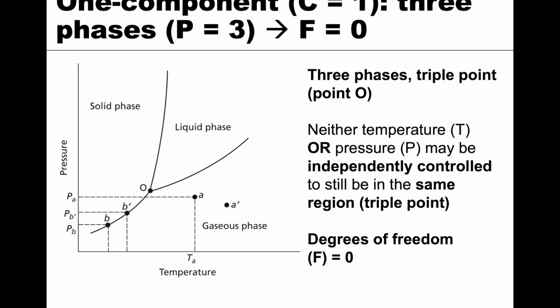So the last scenario, let's say we're at the triple point, point O. This is where solid, liquid, and gas are in equilibrium. Here, I can't move temperature or pressure and still be at that point, right? Because it's a point. We know what a point is, right? We can't move and still be on that point. So neither of those variables can be controlled. So I have 0 degrees of freedom. I can't move anywhere.